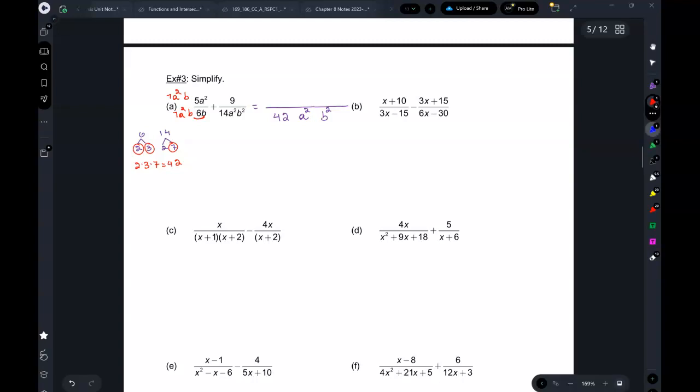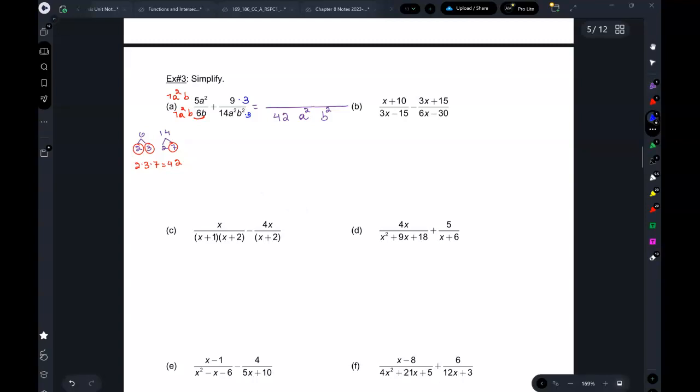Okay, the next one, here, the 14. I need to multiply that by a 3 to make it 42. What else do I need to multiply by? A squared, b squared, these are all the same. I don't need to multiply by anything, so just 3.